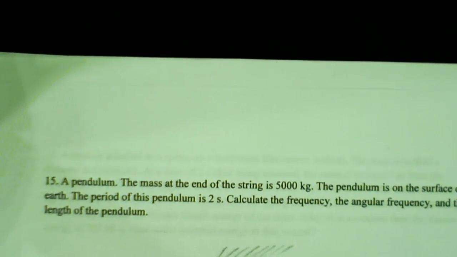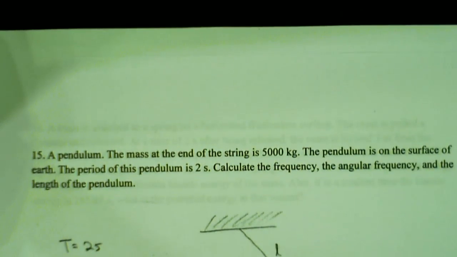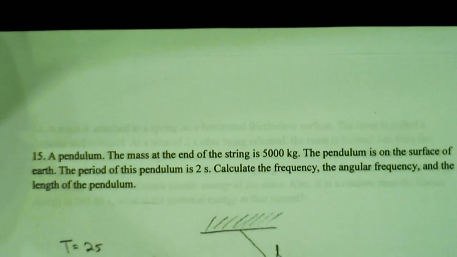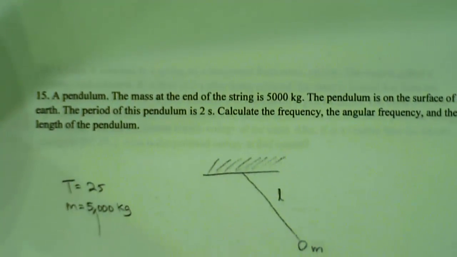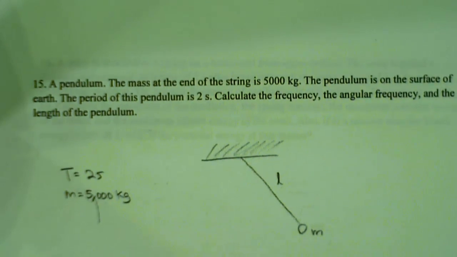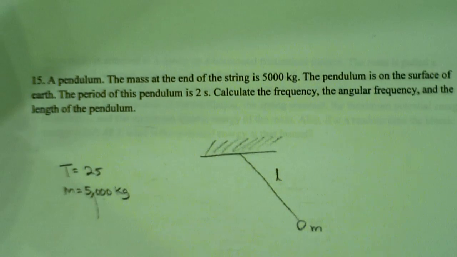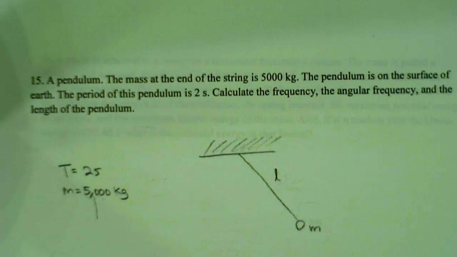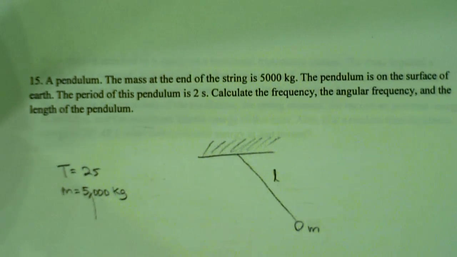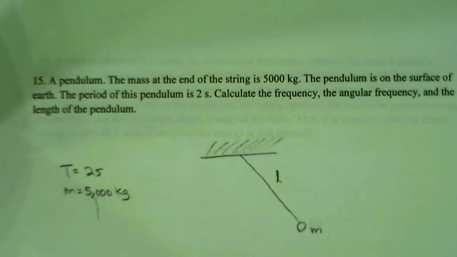All right, so we have a pendulum. The mass at the end of the string is 5,000 kilograms. The pendulum is on the surface of the Earth. The period of this pendulum is 2 seconds, and the question asks for 3 things. We want to find the frequency, the angular frequency, and the length of the pendulum.